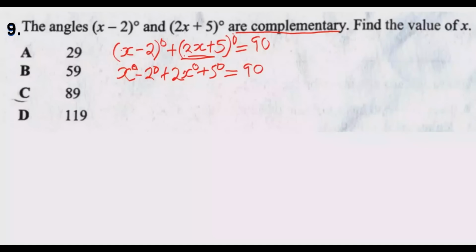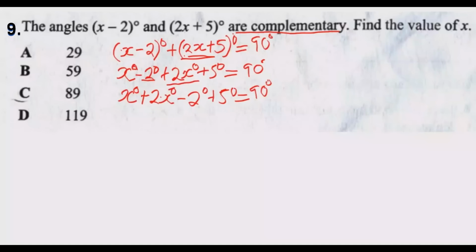Now, once we have done this, the next step is we put like terms together. So we write x degrees. Which one is the like term to x degrees? That is 2x degrees. So we say plus 2x degrees, then minus 2 degrees, then plus 5 degrees. All of that should give us 90 degrees. Remember, it should be degrees, 90 degrees there.